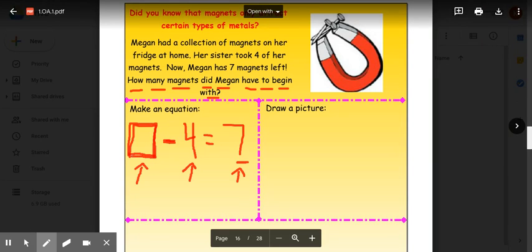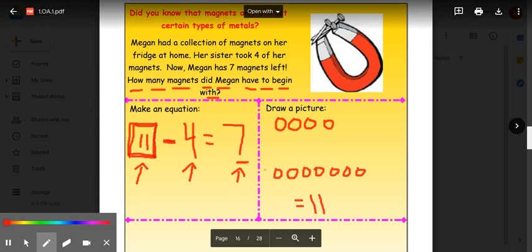Now that you have your equation, I want you to pause the video again and draw a picture to solve. Ready? Pause. What I did for my picture is that I drew 4 circles because I know that her sister took 4 away, so she at least had to have 4. And then I drew 7 circles because she ended up with 7, so she at least had to have 7. And then I added all of my circles together. These are the 4 that her sister took away, and these are the 7 that she had left. So how many did she have to begin with all together?